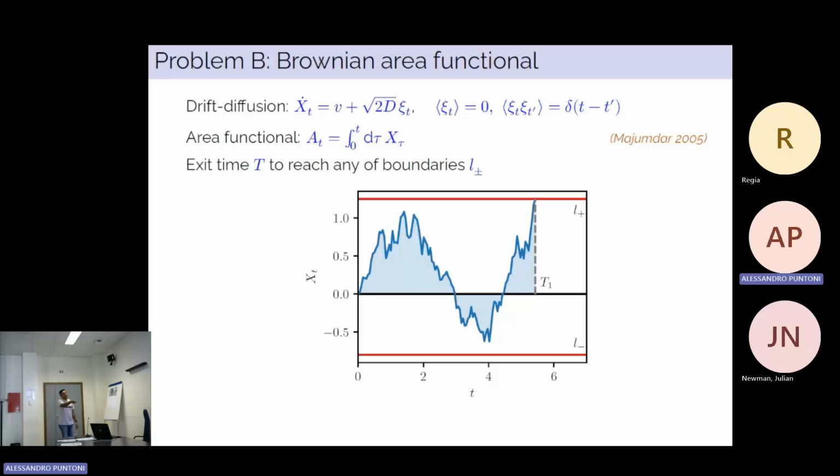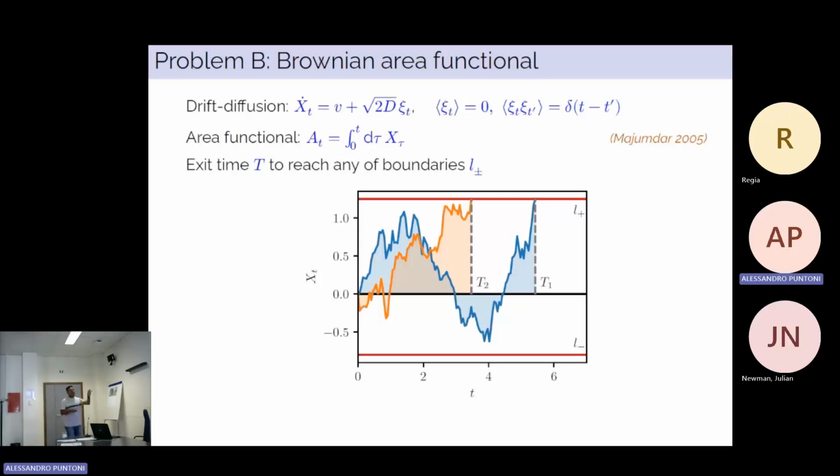My trajectory hits one boundary. My process ends. But now I am interested in what was the area under the curve. So this is my variable now. If I do the experiment once again, I will get a different trajectory. So this area under the curve will be my interest now.